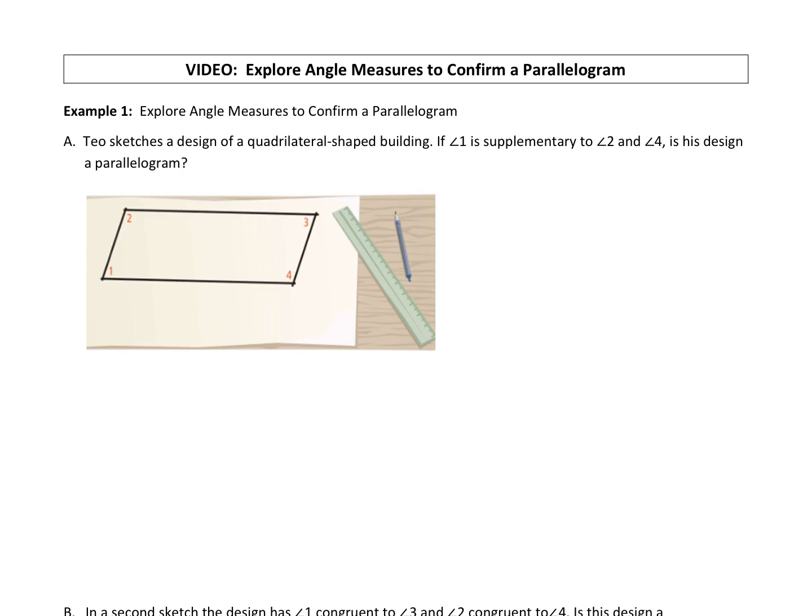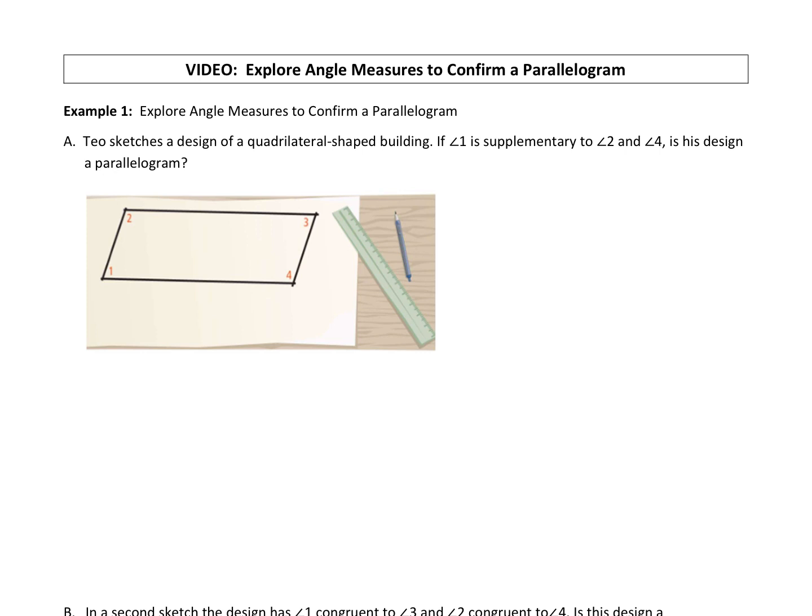All right, so example 1, we have Teo. Teo sketches a design of a quadrilateral shaped building. If angle 1 is supplementary to angle 2 and 4, is his design a parallelogram? So what's happening is we're given some information about our angles, and based on that information, is that enough for us to say that yes, we have a parallelogram?